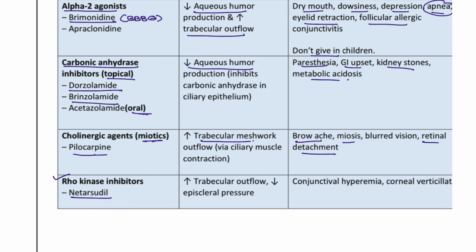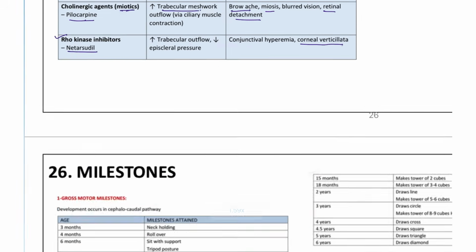Rho kinase inhibitor, the drug that we use is netarsudil. It is going to cause corneal verticillata. That is the question that has been asked.